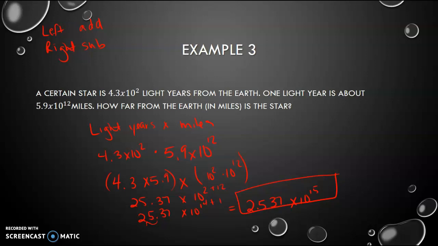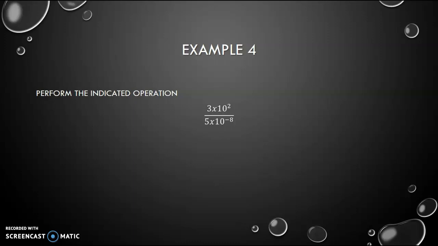Alright, so that's example 3. Example 4, we're just going to straight up do division, which we've kind of already done when we did ratios in earlier sections. So when I do this division, again, I'm going to take the numbers, so our first factors, 3 divided by 5, and then we're going to do 10 squared divided by 10 to the negative 8. So I'm actually going to take 3 divided by 5. We're not going to leave it as a fraction.